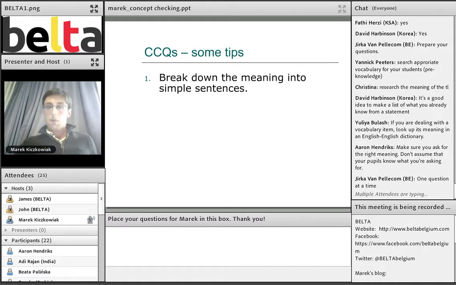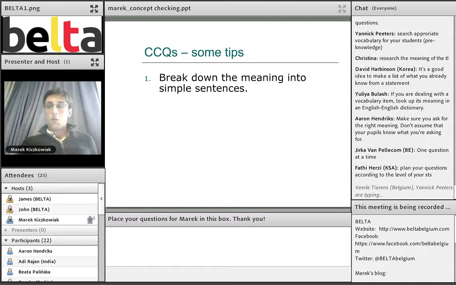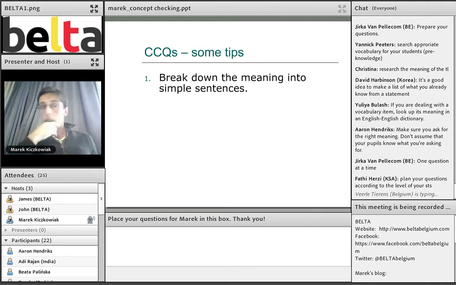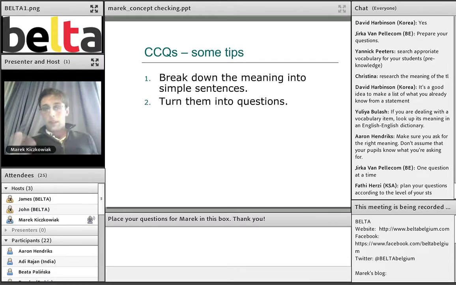Okay. Yeah, I think a lot of you are referring perhaps to my first point here, that you should break down the meaning into simple sentences. So like with bump into, the basic meaning is to meet somebody. You can look up bump into in a dictionary and it will break down the meaning into several constituent parts. So it's to meet somebody when it was not planned and by accident. So you break down this meaning into a couple of simple sentences. You plan your questions, one question at a time. And so these simple meanings can be turned into questions then.